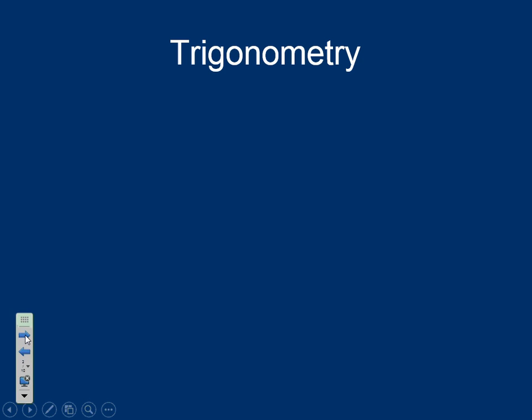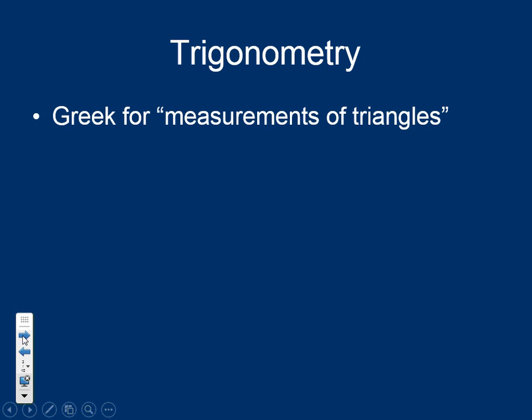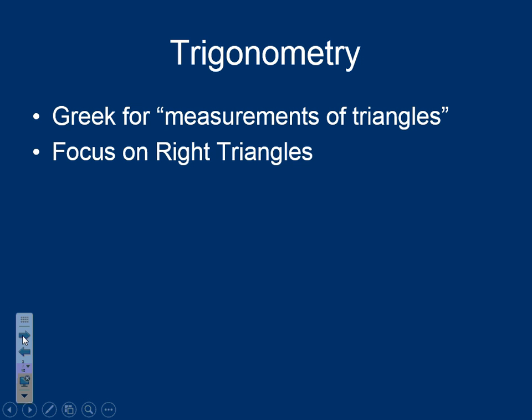All right, what is trigonometry in general? It is the Greek word for measurement of triangles, and we're going to focus on right triangles, and we're going to be talking about sine, cosine, and tangent.